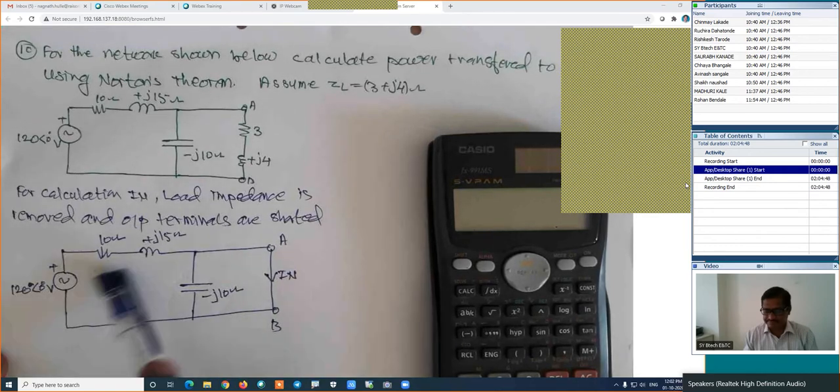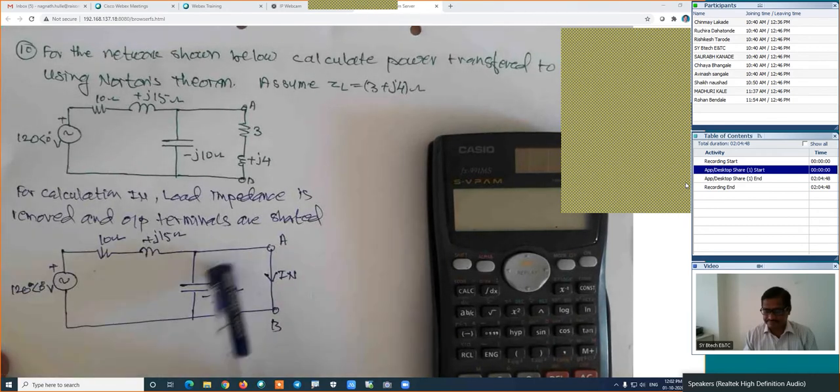Here is loop 1, here is loop 2. We'll apply KVL to loop 1 and KVL to loop 2. We'll have two equations and two unknowns, and we will find the values of the unknowns. That is I1 and IN, and IN is our requirement.